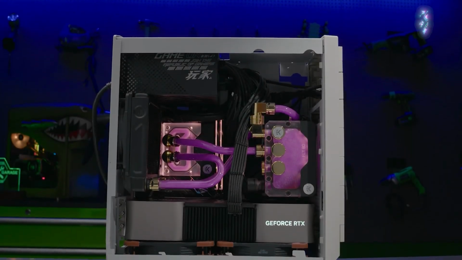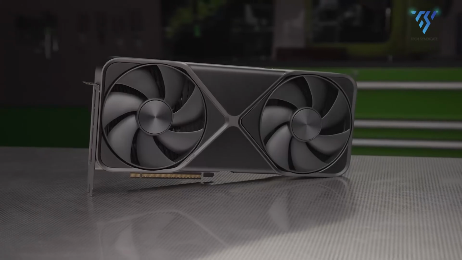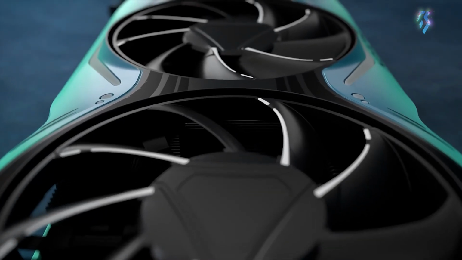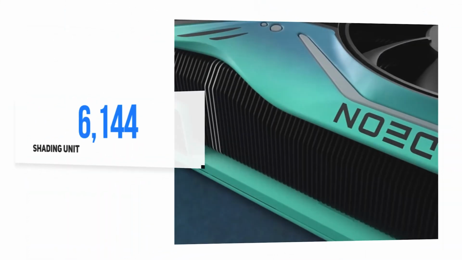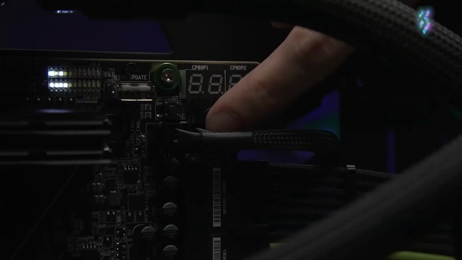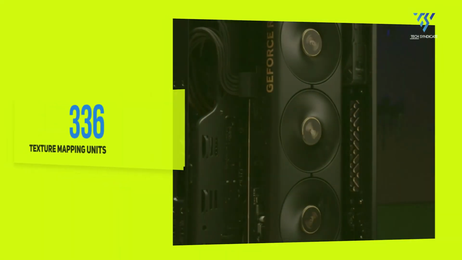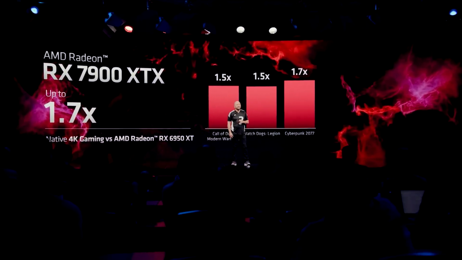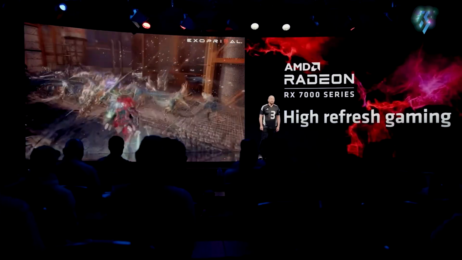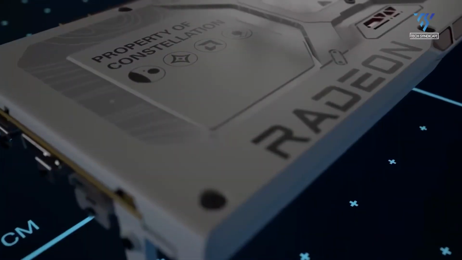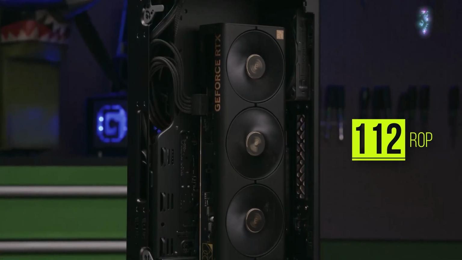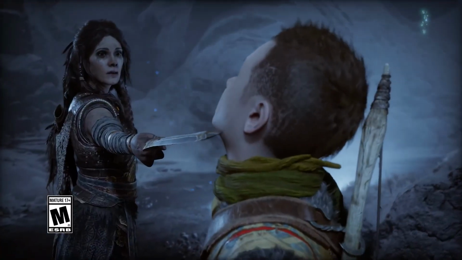When comparing core counts, the RTX 5080 boasts a whopping 10,752 shading units compared to the RX 7900 XTX's 6,144. Similarly, the RTX 5080 leads in texture mapping units with 336 versus 384 on the RX 7900 XTX. However, the RX 7900 XTX counters with superior raster operations pipelines, featuring 192 ROPs against the RTX 5080's 112. These differences translate into distinct strengths.